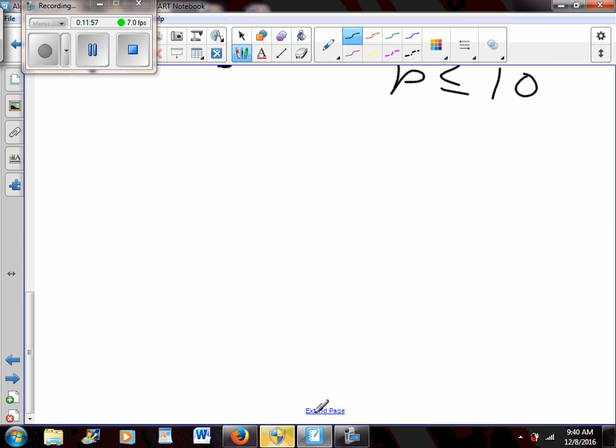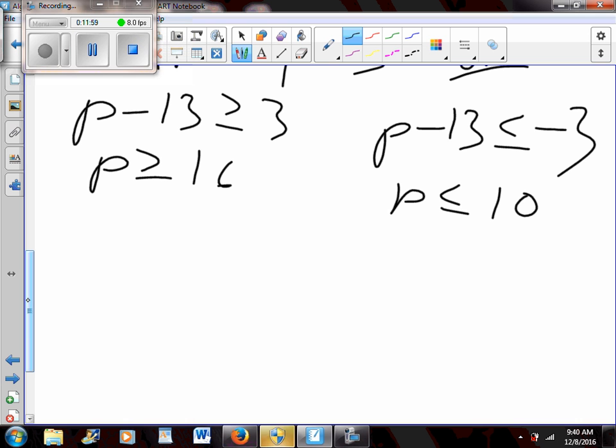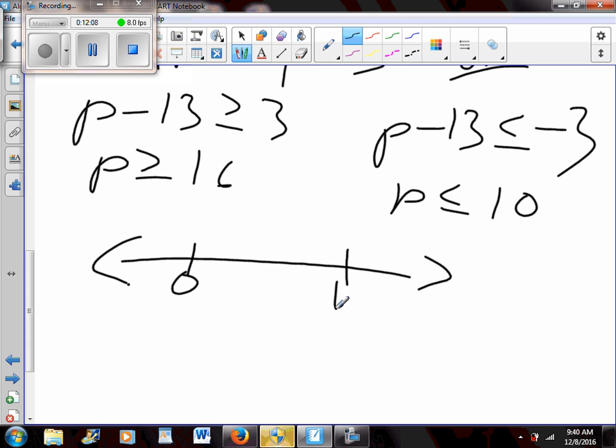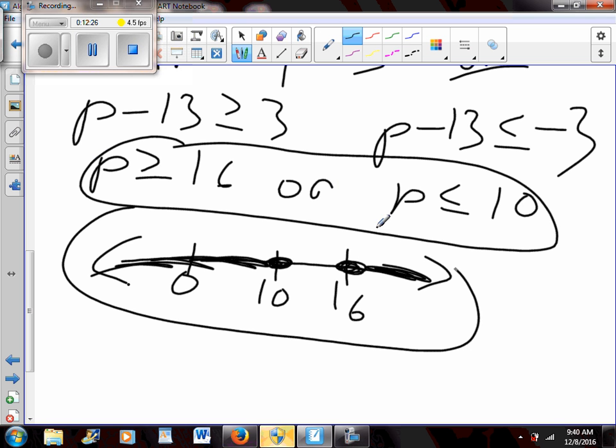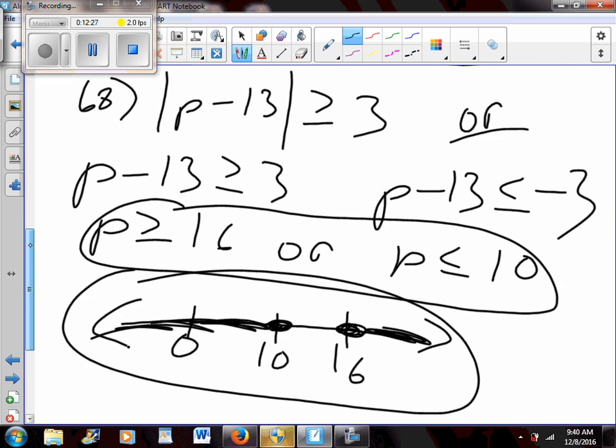So when I graph this thing, all right, I'm going to put the origin over here to the left. 16, we'll say is right here, filled in circle, shaded to the right. 10 might be right here, filled in circle, shade left. Okay? Now, so this would be the answer.